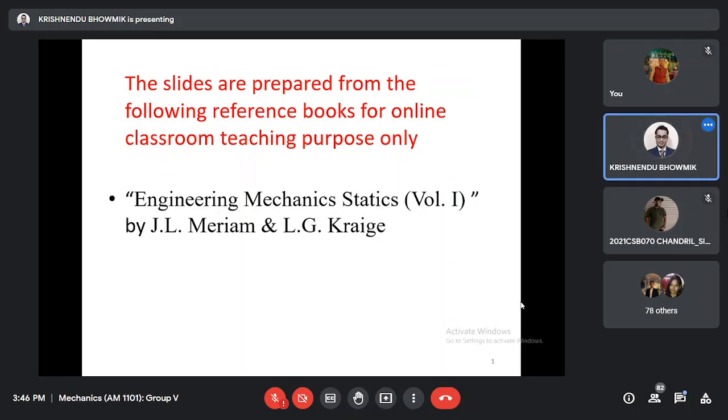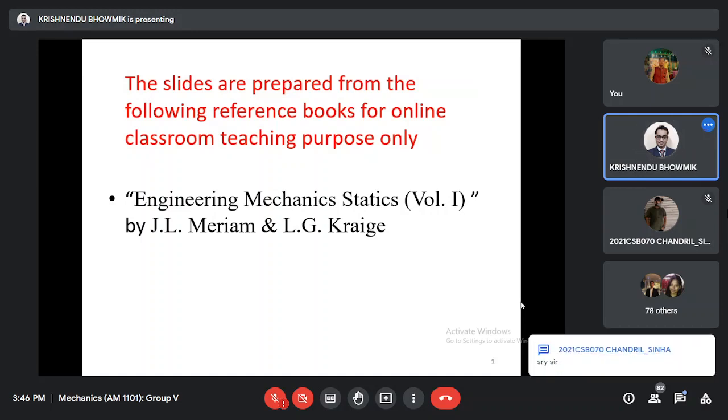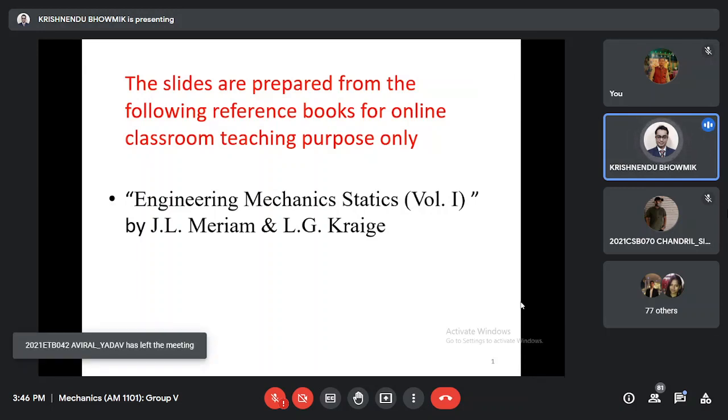Okay. Without delay, I can start the last chapter, that is distributed forces, and this corresponds to problem sheets 5.1, 5.2 and 5.3.